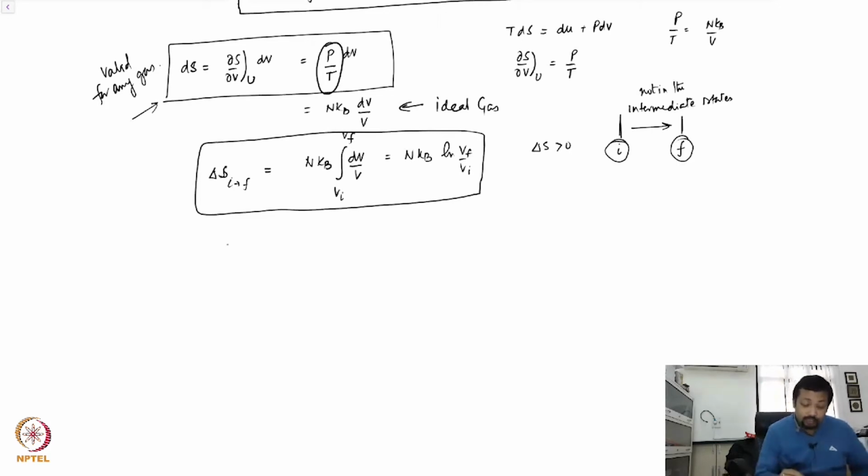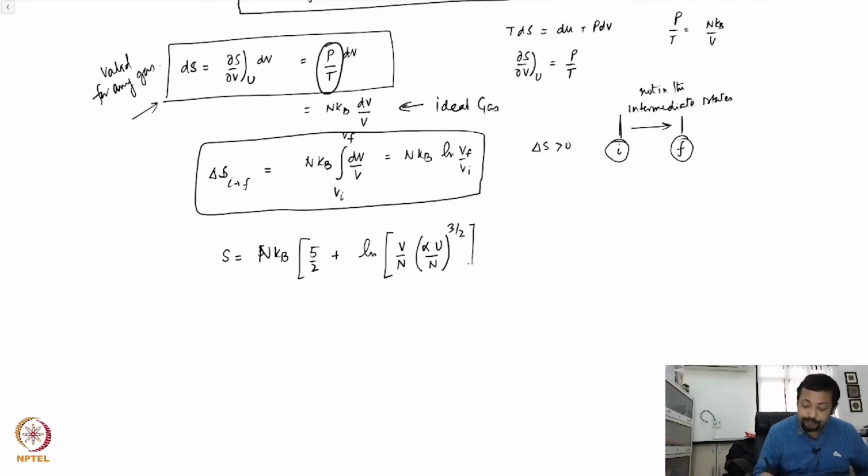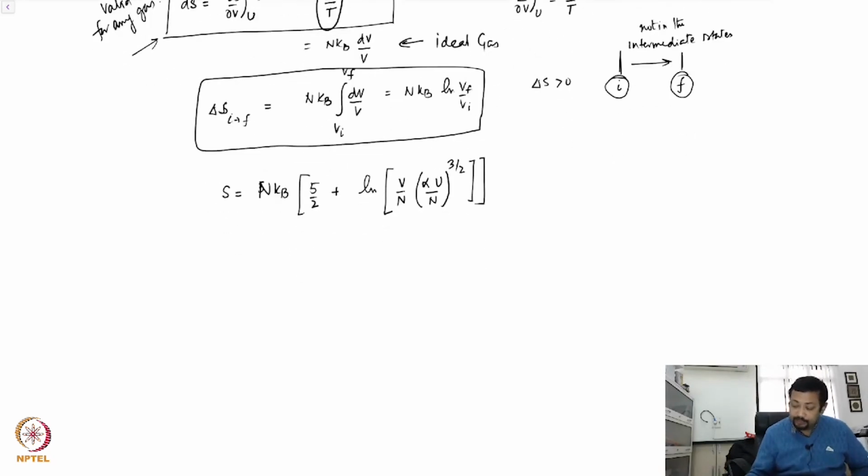Now recall, for an ideal gas, the entropy had this expression: S equals NKB times 5 by 2 plus log of V over N, alpha U over N raised to the power 3 by 2. This was the expression that we had, where alpha was a constant which is still not yet known to us, and we promised that we will determine this constant when we use statistical mechanics, but right now it suffices to have this expression.